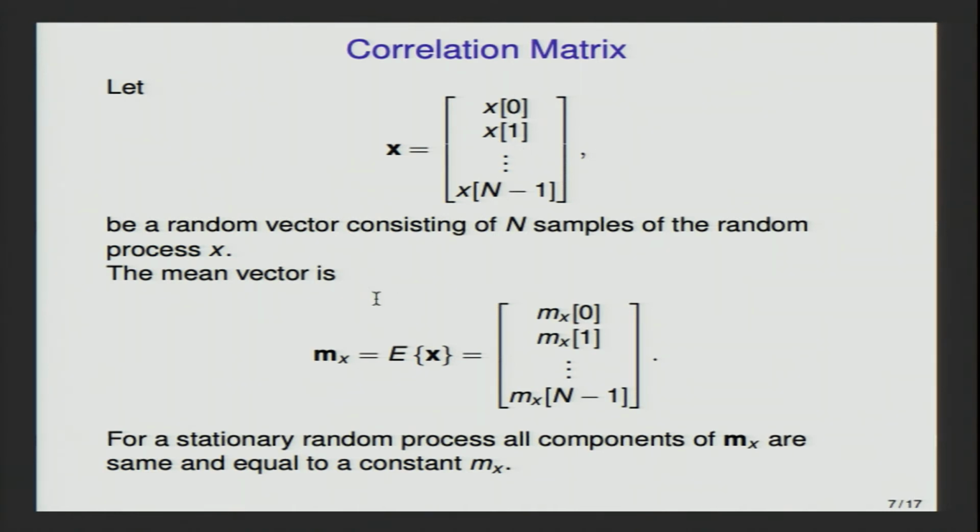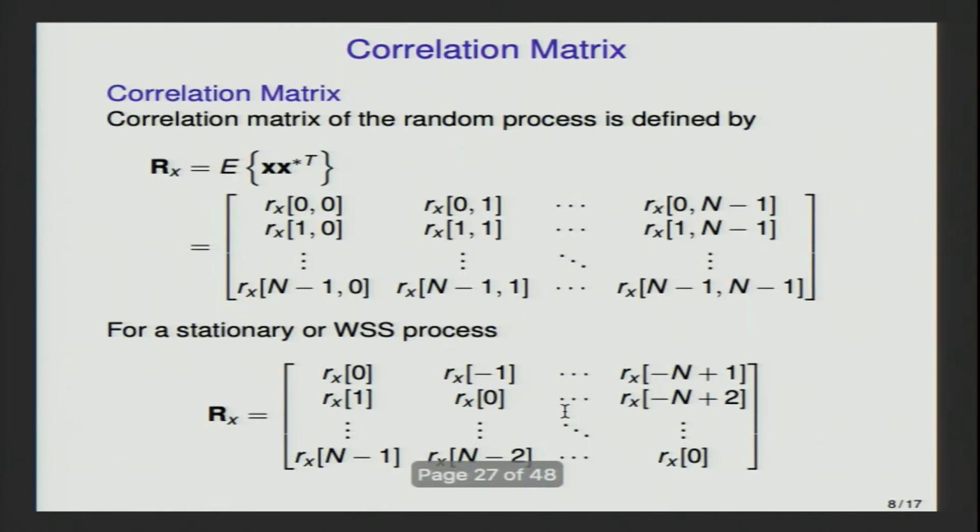Similarly, if you look at the mean, it is again the expectation. This expectation here typically refers to the ensemble means. It is like saying mean at 0, mean at 1 and mean at n minus 1, and so on. And if you are considering a wide sense stationary process, then this will all be one value because the mean does not change with time.